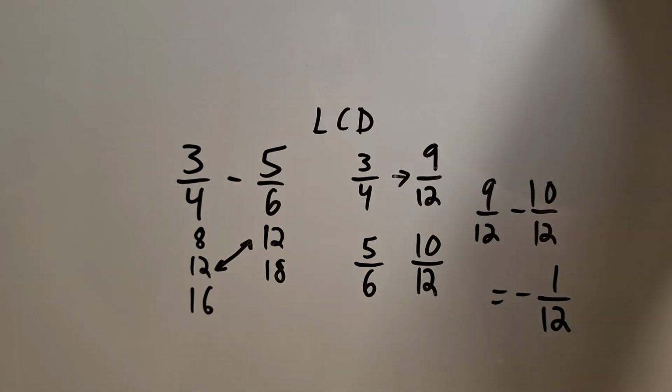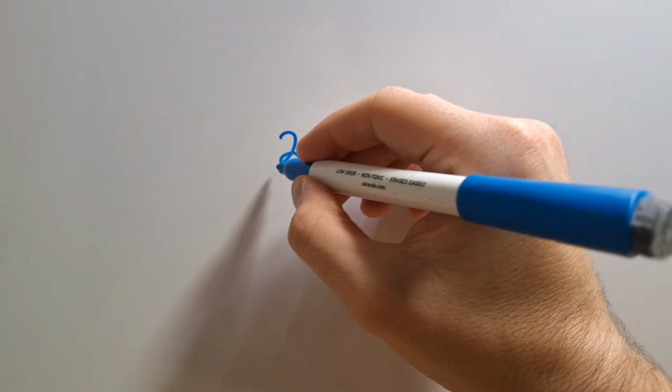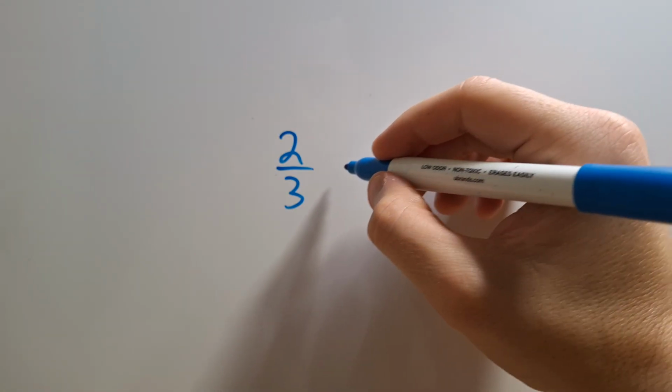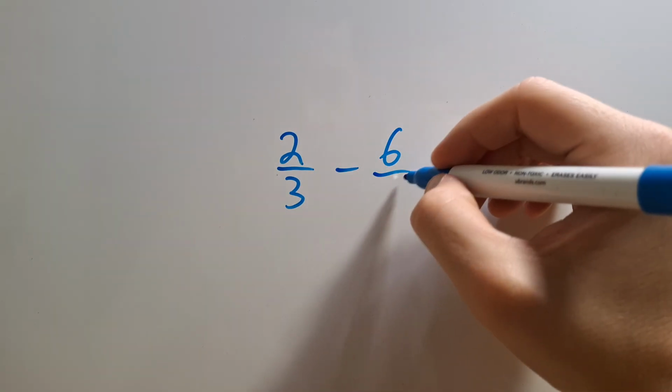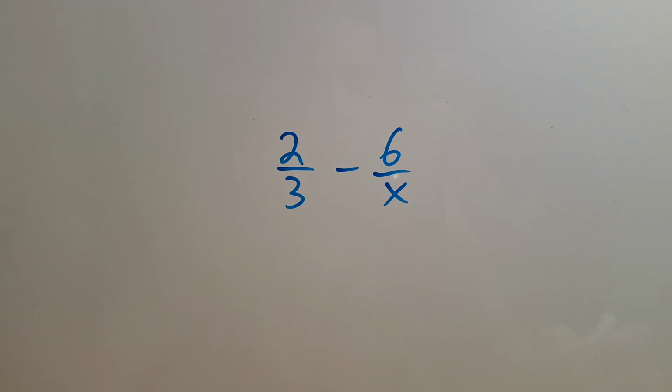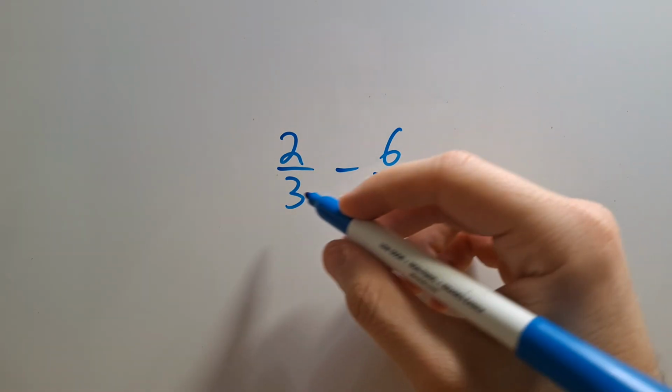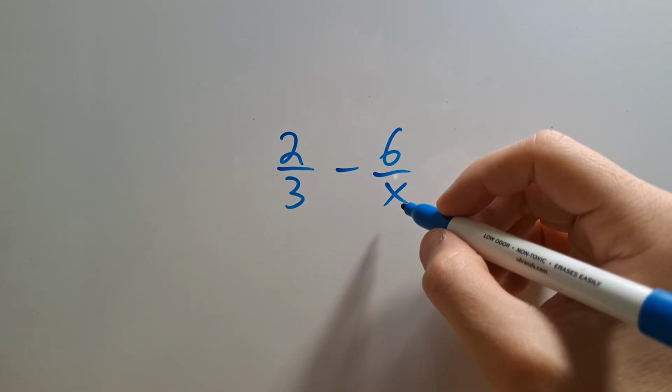Let's work out another one that's a little bit more interesting. Let's work out one where I've got a variable in the denominator. If I have 2/3 and I want to subtract 6 over x, how am I going to find my least common denominator here? Because this is a number and this is a variable.